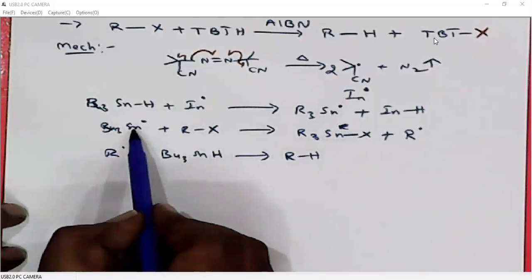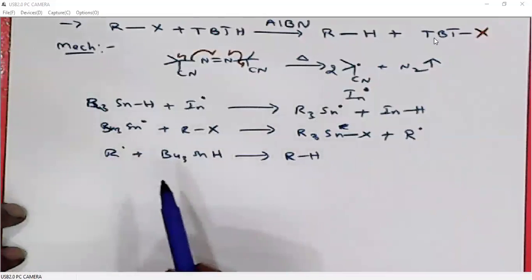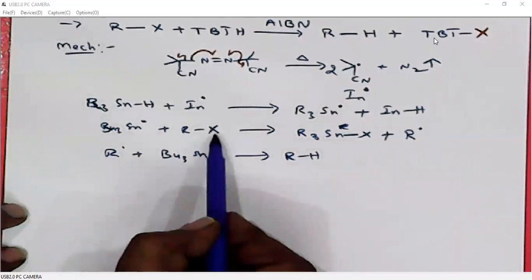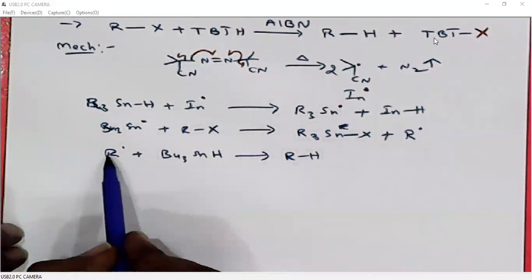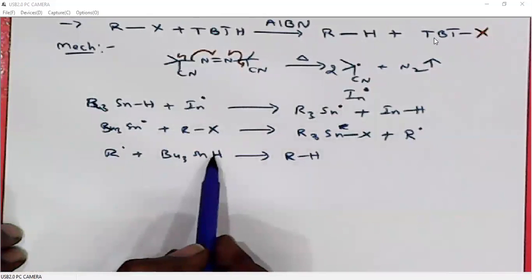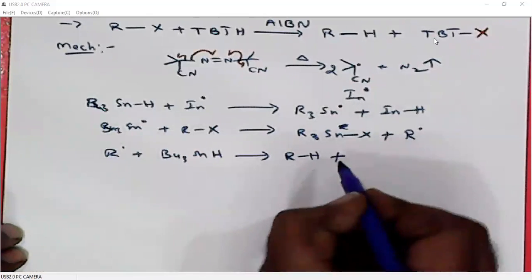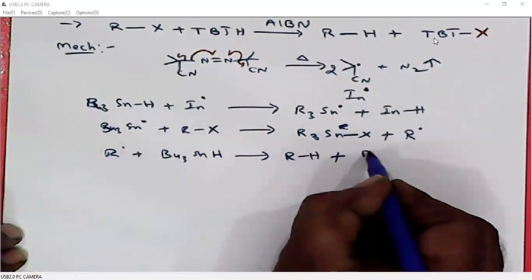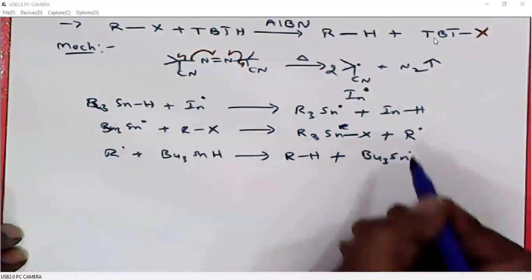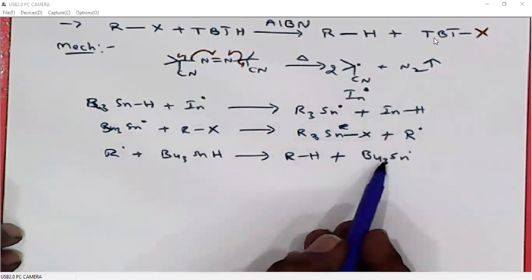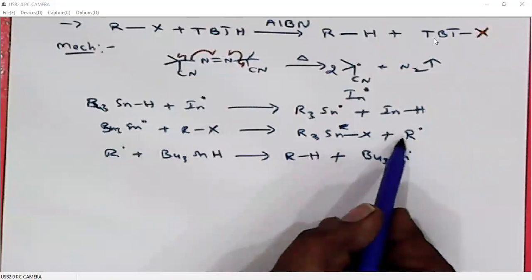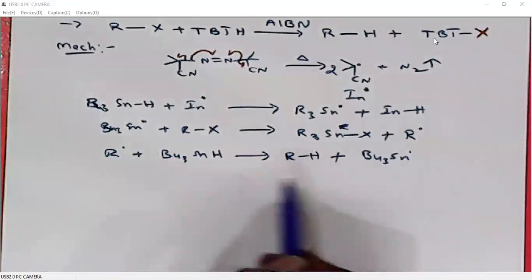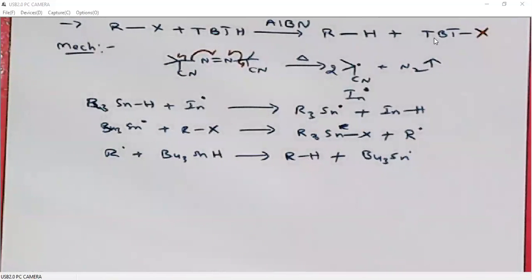Tin has good affinity for the halogens. So tin will take the halogen from the alkyl halide. Alkyl radical is generated. Alkyl radical will pick up the hydrogen from TBTH. So alkyl halide is reduced to alkane. Then again tin radical is generated. So this process continues. This tin radical again picks up a halogen from alkyl halide. Alkyl radical will be generated. So this process is a cyclic process. It continues.